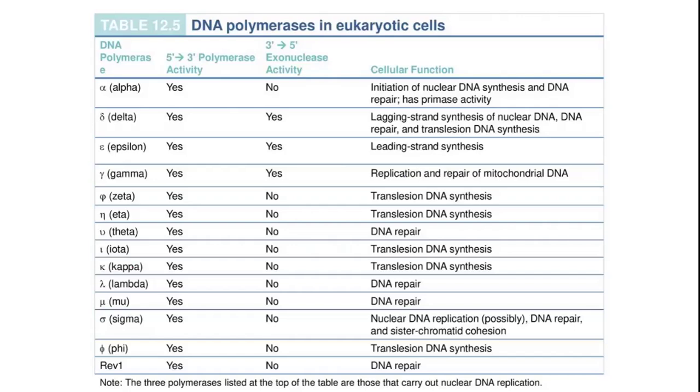Let's take a few for instance. If we take the first one, alpha, we will see initiation of nuclear DNA synthesis and DNA repair, as it has primase activity. If we take epsilon, for instance, leading strand synthesis, very important. If we take theta, you can see DNA repair. If we take mu and lambda, all of them DNA repair. And if you take pi, you can see translesion DNA synthesis. So where there are issues and they are removed, they need to be replaced. So this enzyme will do that work.